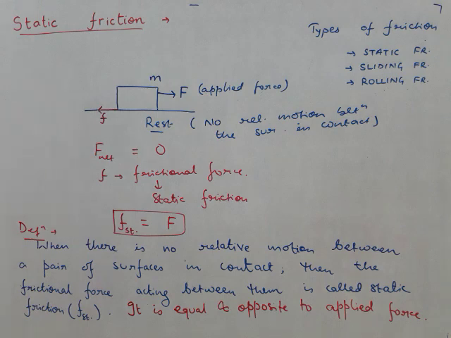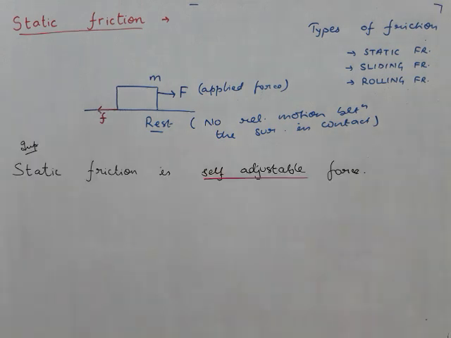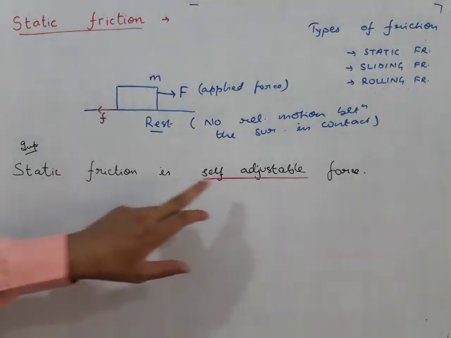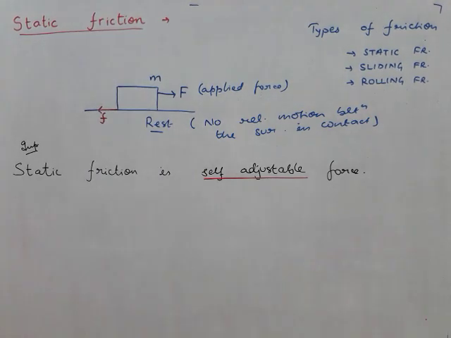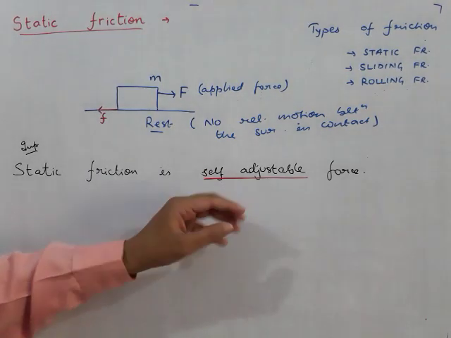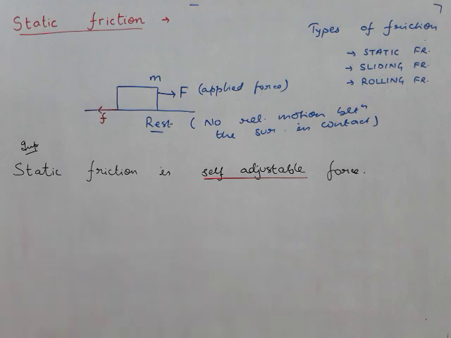Let's see one important property of static friction. One very important property about static friction is that it is a self-adjustable force. Self-adjustable means by itself it can adjust its direction as well as its value. Let us try to understand this.